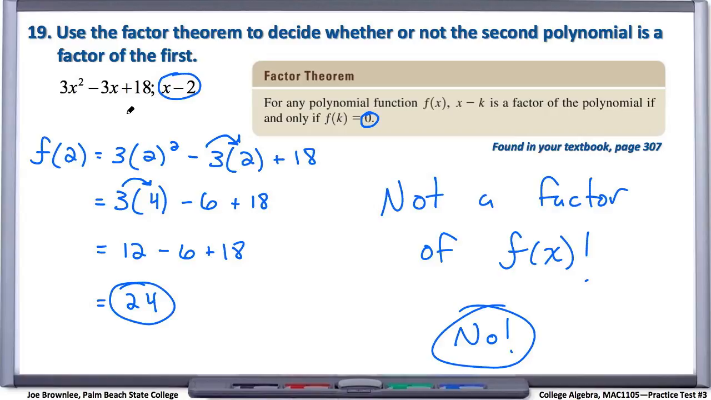We could also have tested this to determine whether x minus 2 was a factor of the polynomial f of x using synthetic division. All right, so it all ties together, but number 19, no, x minus 2 is not a factor of f of x.